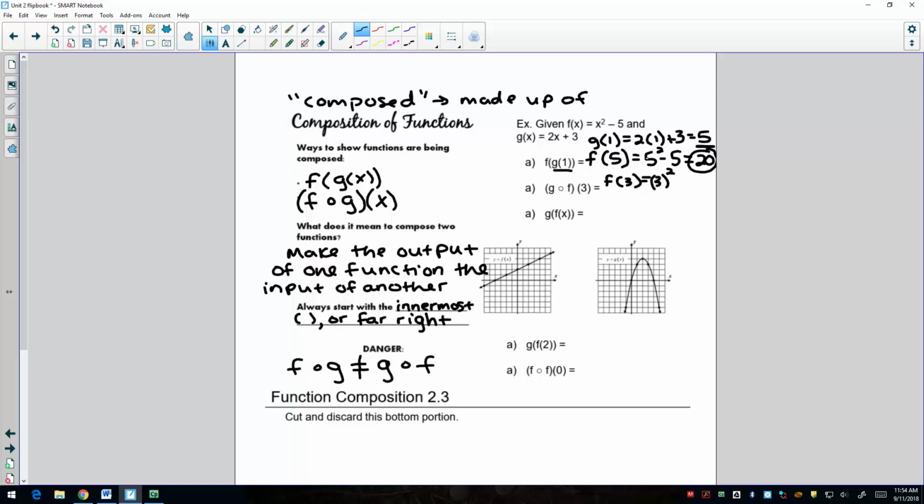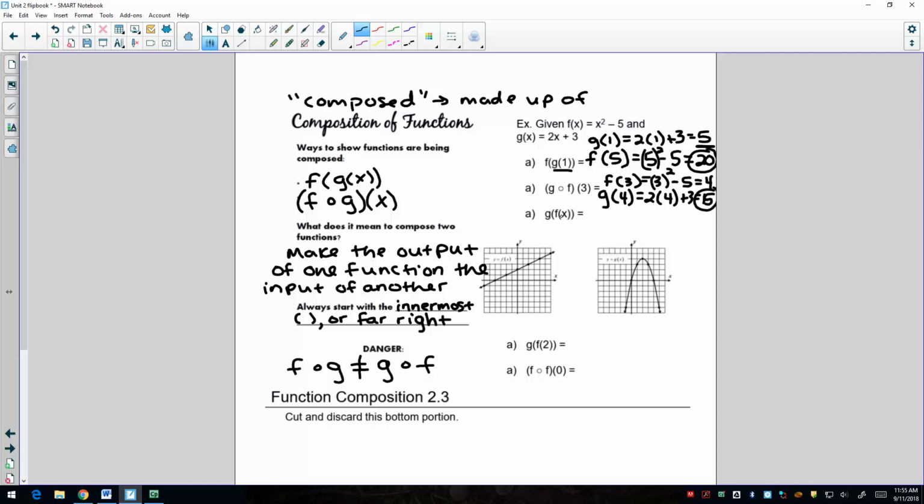And I forgot to put parentheses around my 5 up here. I told you to always do that, and then I forgot to do it. 3 squared minus 5, which is 9 minus 5, which is 4. Now 4, the output, becomes the input of the second function, which is actually g. Even though it's listed first, it's actually the second function. So I'm going to do g of 4 now to find my final answer. So I'm going to plug in 4 to g. So that's 2 times 4 plus 3, which is 15. So 15 is your final answer for that question.